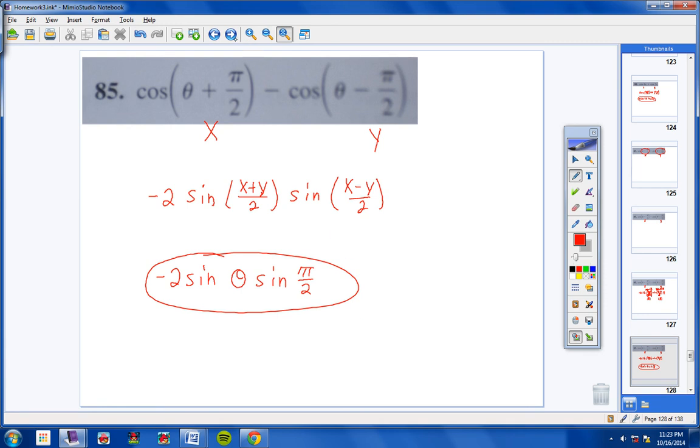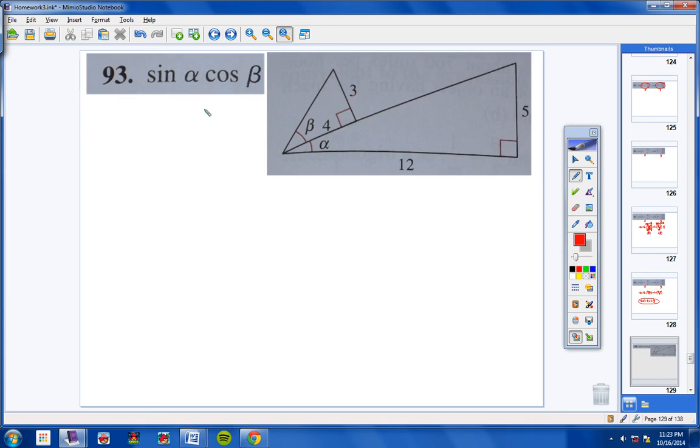Pretty simple. All right, number 93. This one's really simple here. I'm not sure why they put this in here, but we'll end with a couple easy ones. So here we go. First of all, we're going to quickly find these missing sides here of this hypotenuse here, and we can find this one here. Okay, so we'll do that quickly, and we get 5 for this length here, and we get 13 for this whole length right here. Okay?